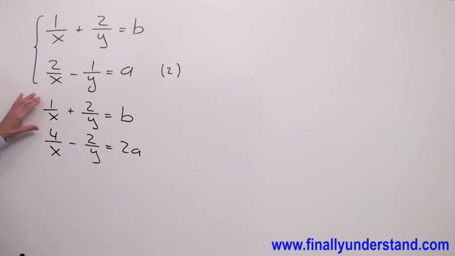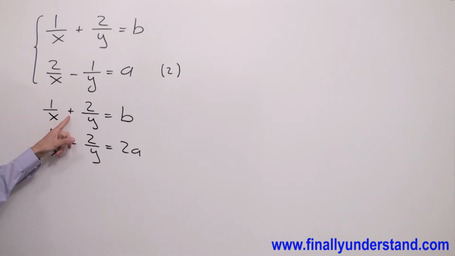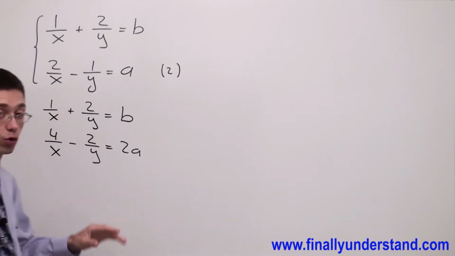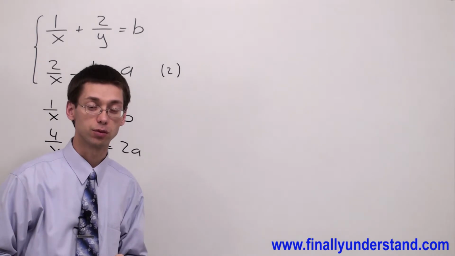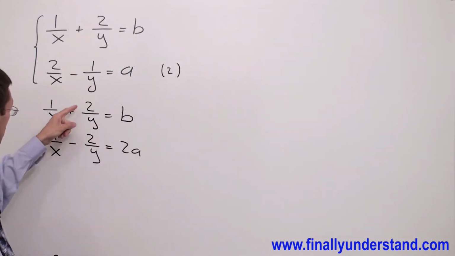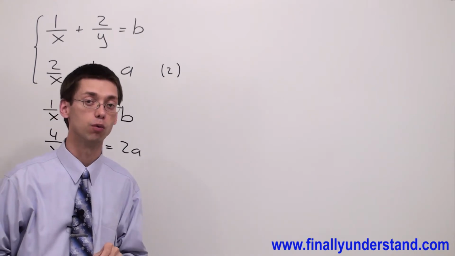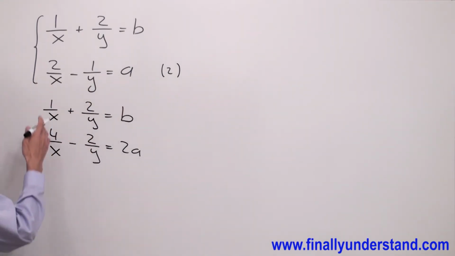We have fractions 1 over x and 4 over x. And I have positive 2 over y and negative 2 over y. So this is the perfect condition for the addition subtraction method, because if I add these two fractions, I'm going to end up with 0, meaning I'm going to eliminate y. So let's add these two fractions.